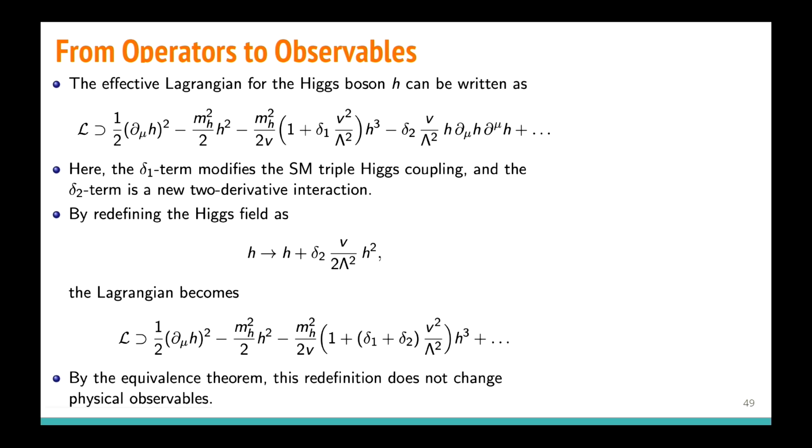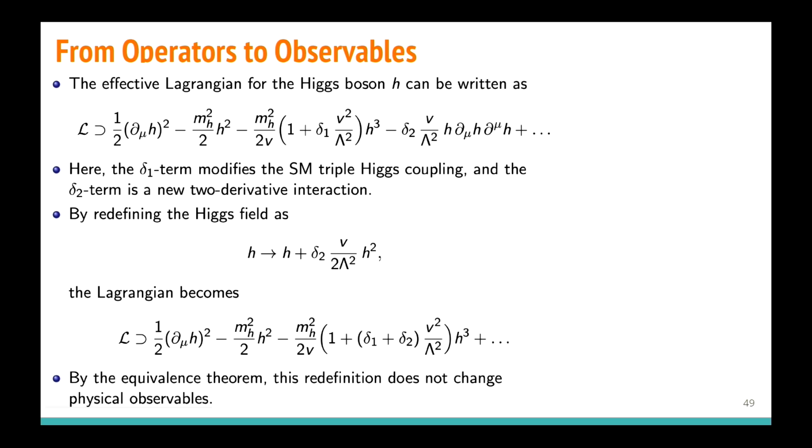new two derivative interaction. Now I had discussed redefinition of fields before. If we redefine the fields, we will be able to get rid of some kinds of couplings which are probably looking bad or are hard to deal with in our calculations. So if we redefine the Higgs field as H plus delta 2 V by 2 lambda squared of H squared, we get a similar looking term. Instead of that, we get delta 1 plus delta 2, and we get higher order terms.